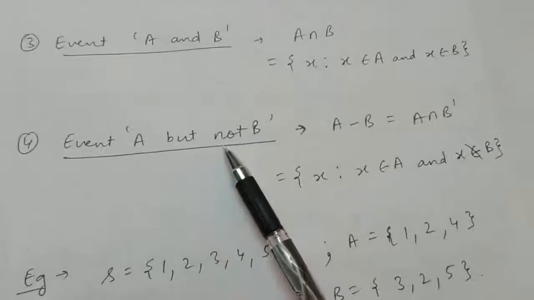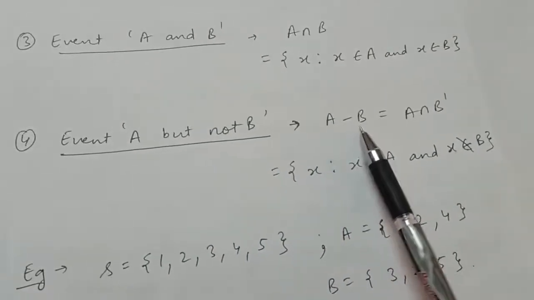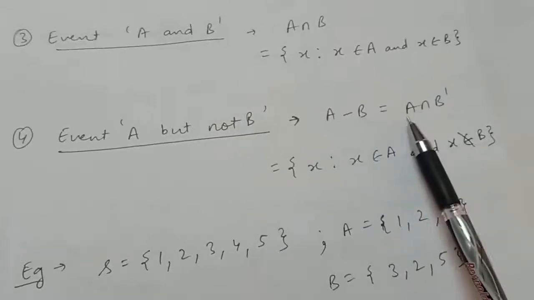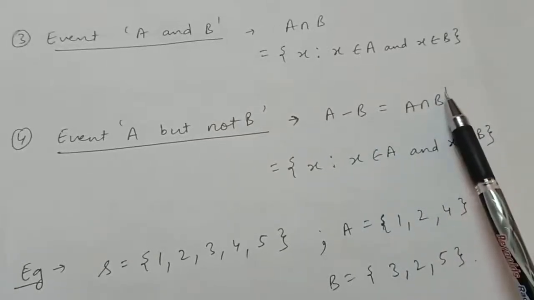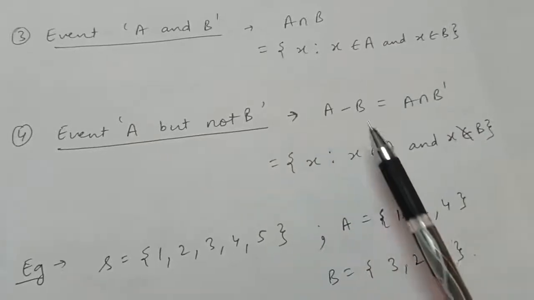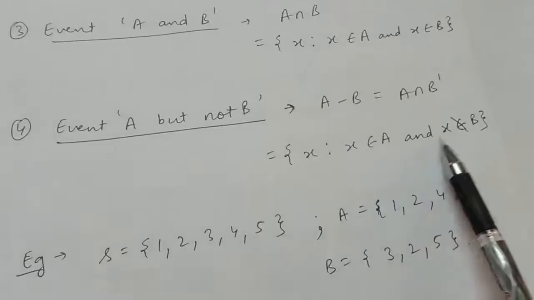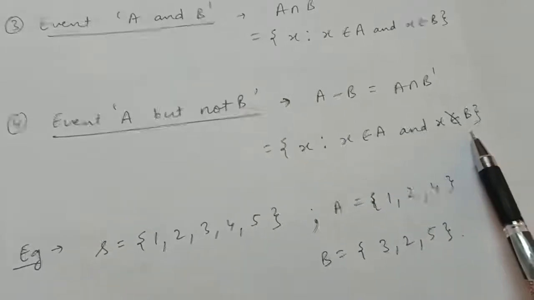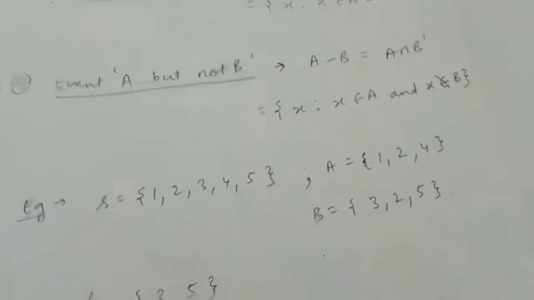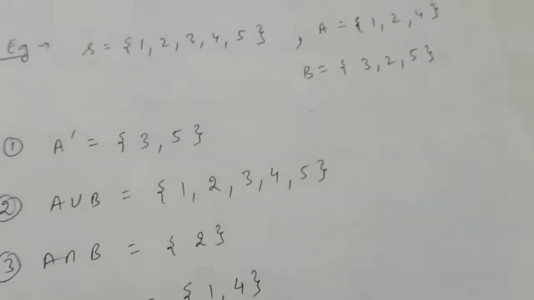Event A but not B, which is represented as A minus B, or it is also written as A intersection B complement, which includes those elements which are in the set A and not in the set B. That is, x belongs to A and x does not belong to B, right? Now we will discuss the examples related to these events.